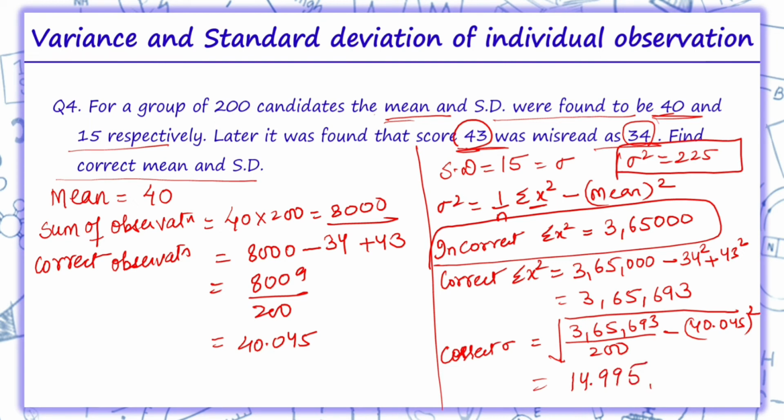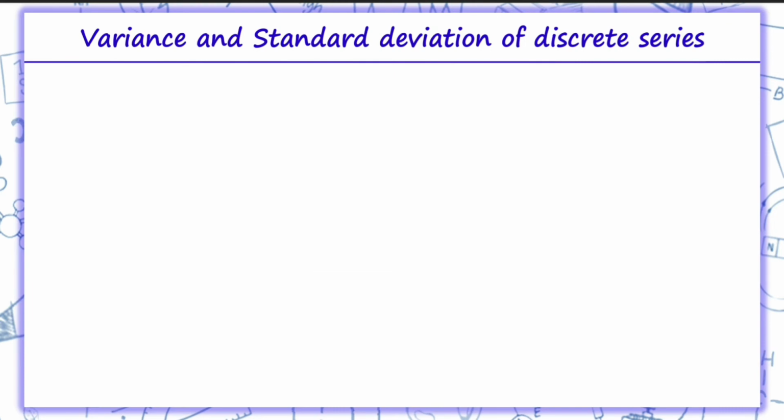So this is how we have to solve the questions in which we are provided that a certain number was misread as another. In that case, we have to follow this particular concept. Now we have to calculate the variance and standard deviation of a discrete series.